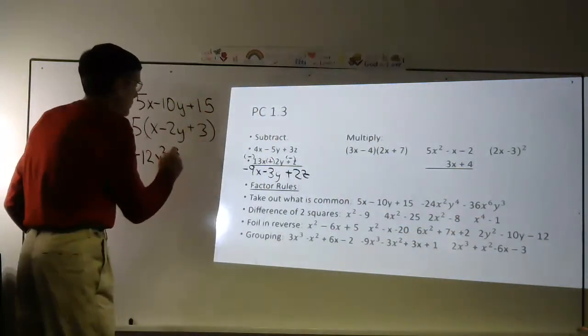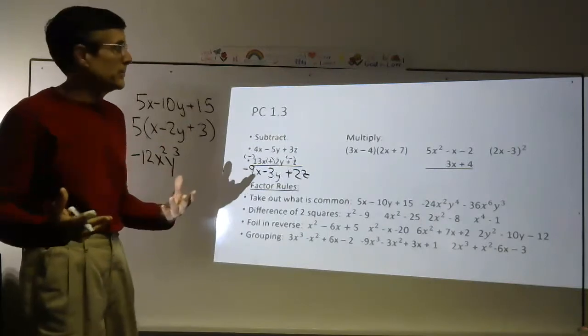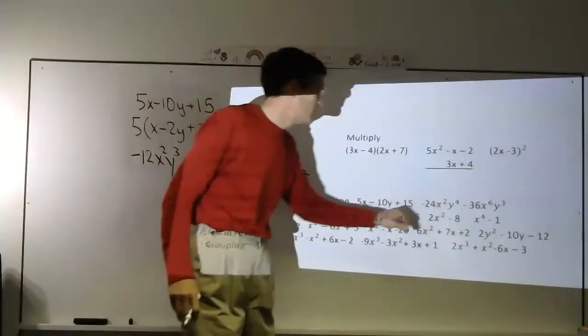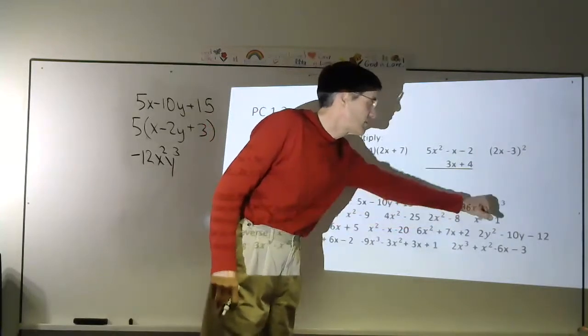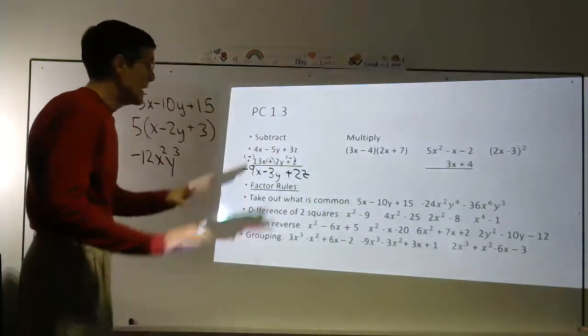Notice, if you're looking for kind of a crutch or something to help you do these problems, you can always take the smallest of the exponent. I can take 2 x's and 3 y's. Now, what is left?